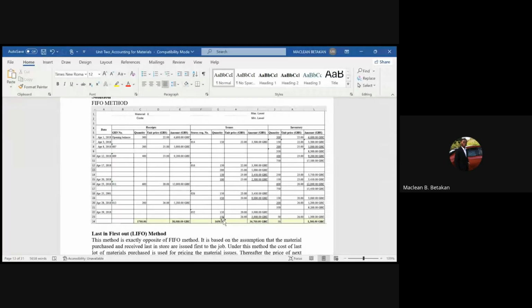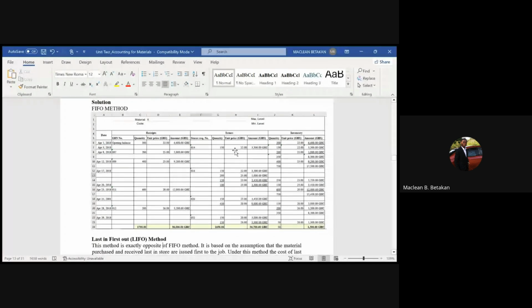The opposite is LIFO, last in, first out. It also goes the same way. The receipt will not change, but the issues are going to change. With the issues, the receipt that comes last, if you are going to issue it to production, is the one you are going to issue first, and keep the old one.